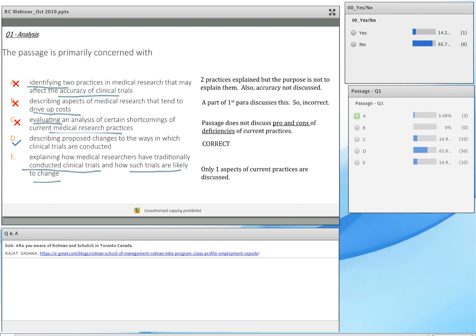He's simply presenting one way of it. He's not saying how such trials are likely to change based on one current practice. Okay, so choice E is wrong over here. So the correct choice that encapsulates the essence of the entire passage is choice D. Now if you understand the passage the manner in which we did, and if you pre-think the answer, when you come to the question analysis, it becomes relatively straightforward.